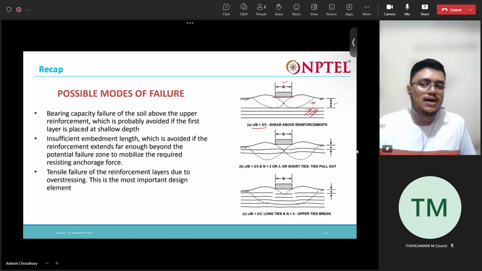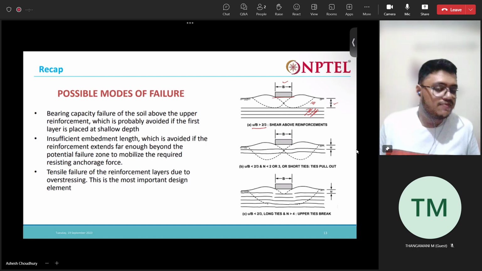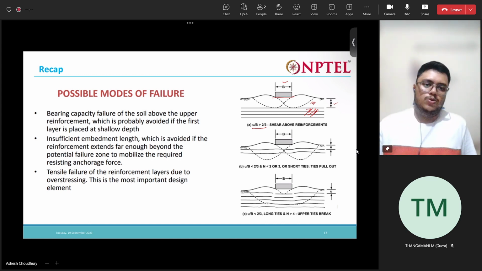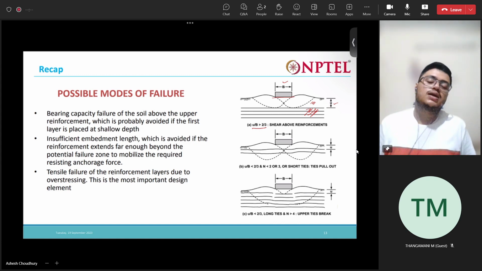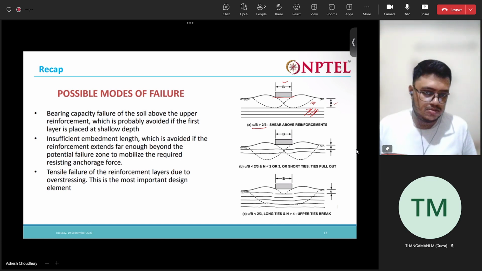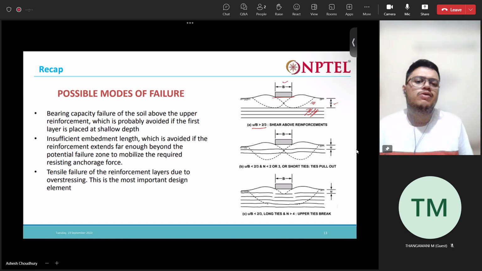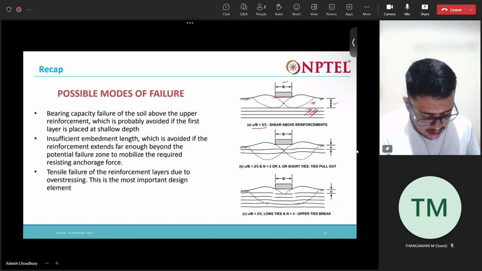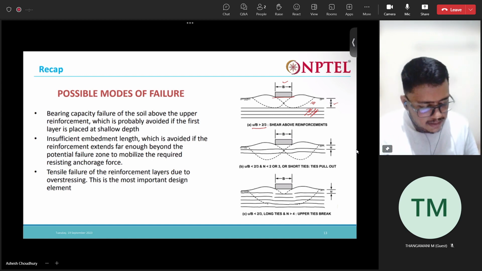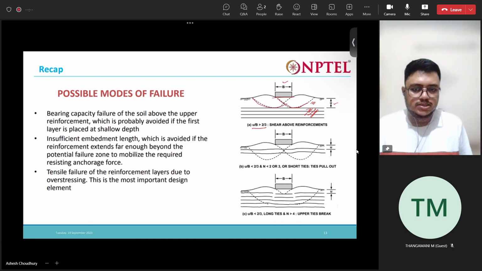Similar to what we had done for this geocell, the failure will happen that way, what we had discussed in the previous class, how the failure occurred in the case of the geocell reinforcement that we used underneath the embankments. There also we had soft soil sandwiched between layers. So here the failure will also occur that way. In that mode, the bearing capacity failure of the soil above the reinforcement actually occurs.